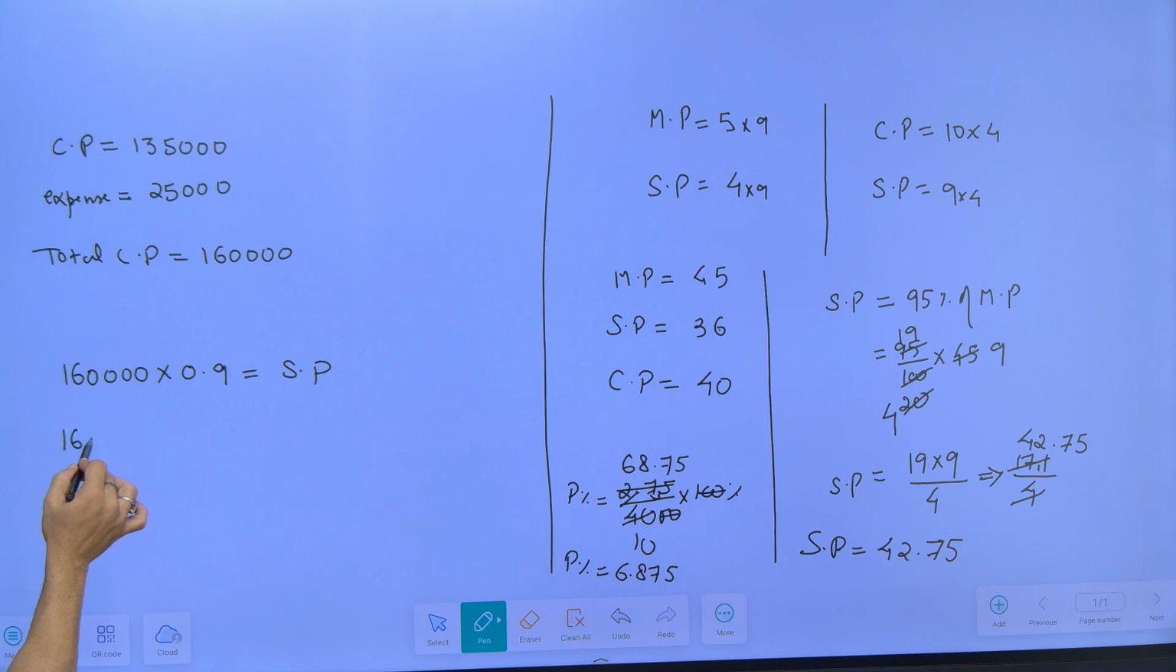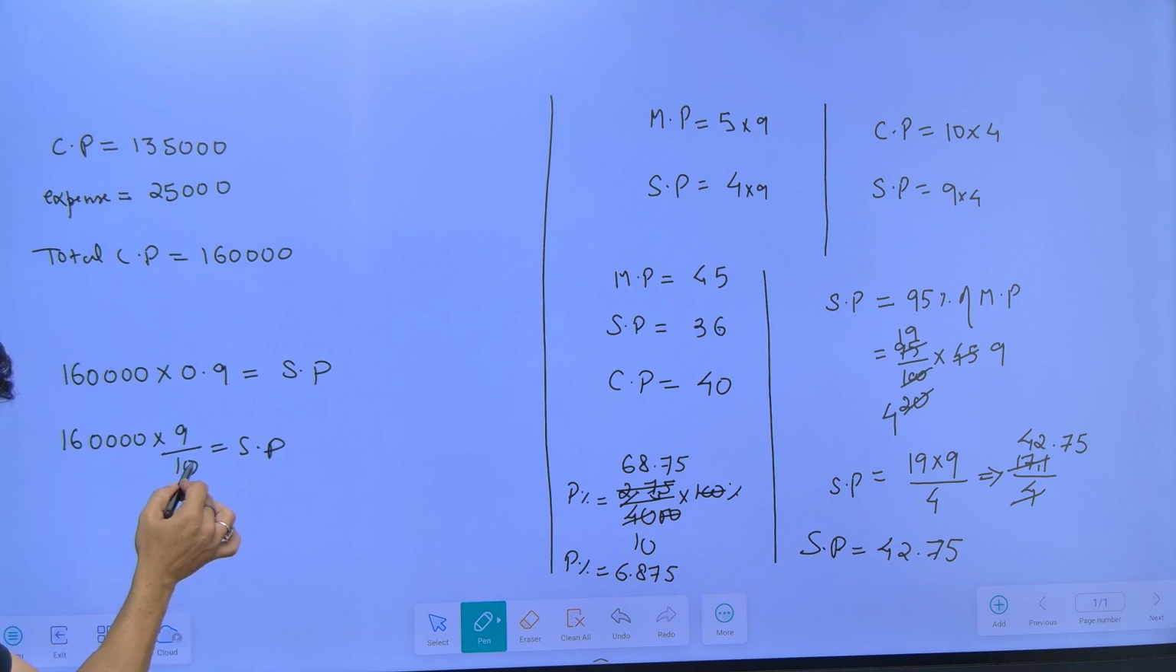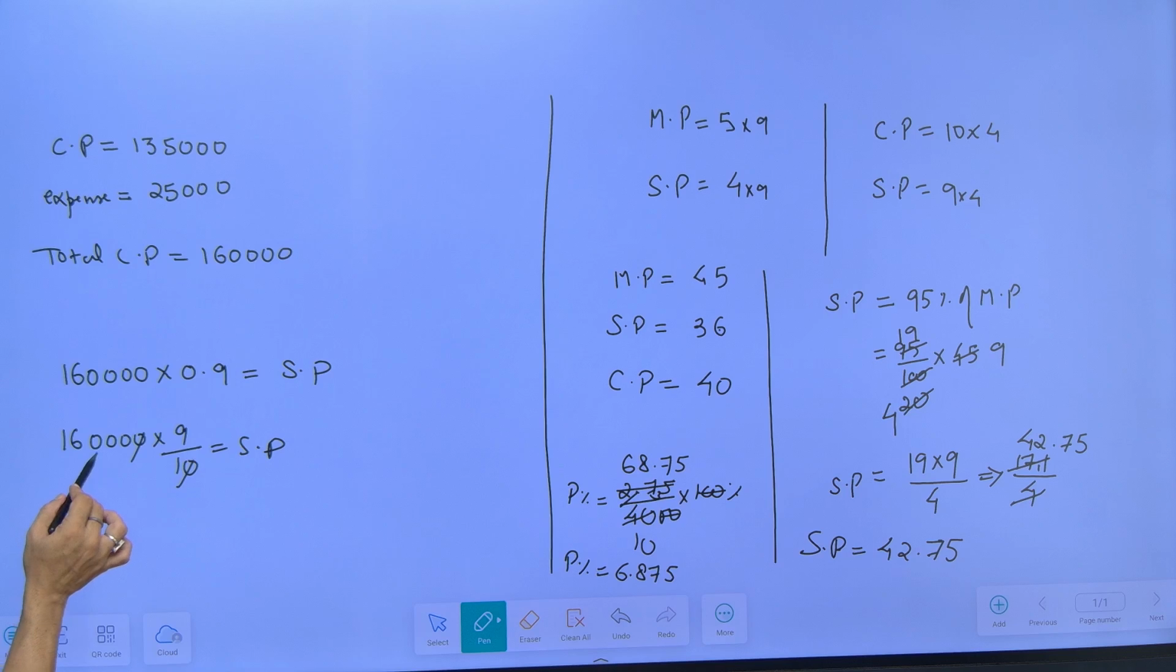Now you can write this as 16, 1, 2, 3, 4 into 9 by 10 will give you what? Selling price. 0, 0 cancel. देखो, in your answer last में 3 zeros will be there in the option. 9 6s are 54. That means 3 zeros and then the non-zero digit will be what? 4 and some digits will be there. So the answer should end with what? 4 followed by 3 zeros. Which option? Option A. This is a trick, a small trick. When you have a large number, use this trick.